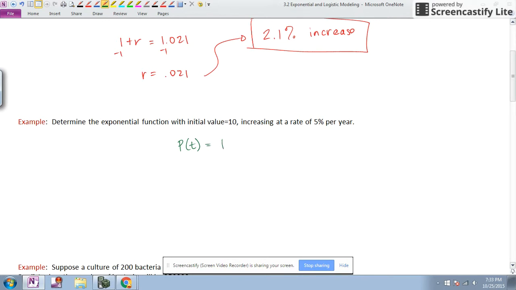P at a given time is the initial value times 1 plus the rate to the T power. Now I know this is in years, and I know it's 5%. So I know that my rate is 1 plus 0.05. That's the decimal, and that's T in years. And the initial value is 10. And so here's my equation that will tell you the population of eagles in Livermore, T years from whenever we measured it. So say we measured it in the year 2000, then now this is 2015.